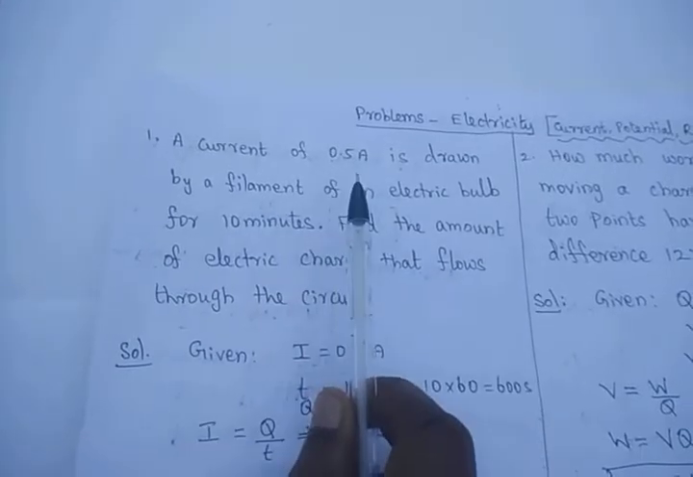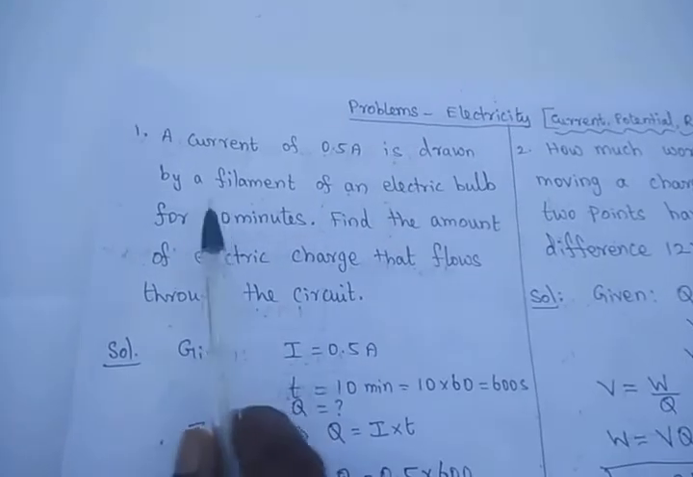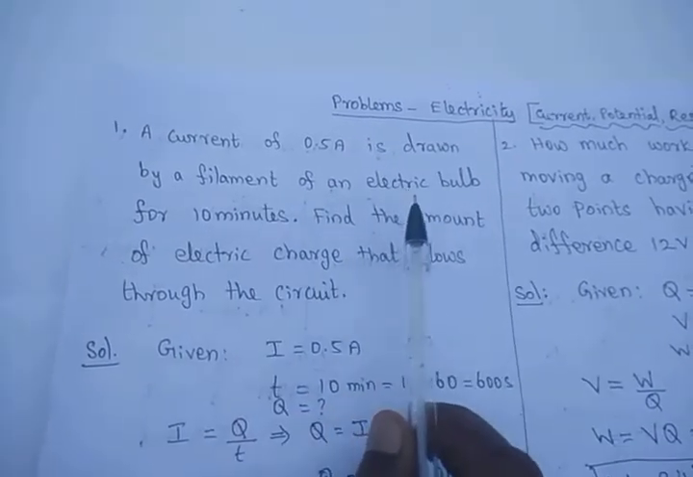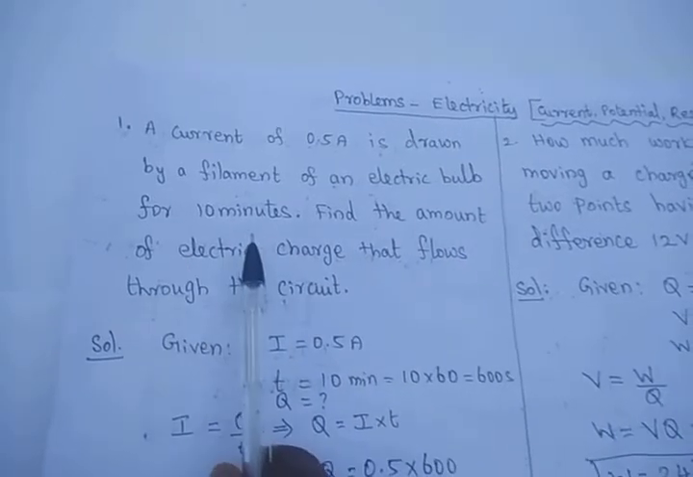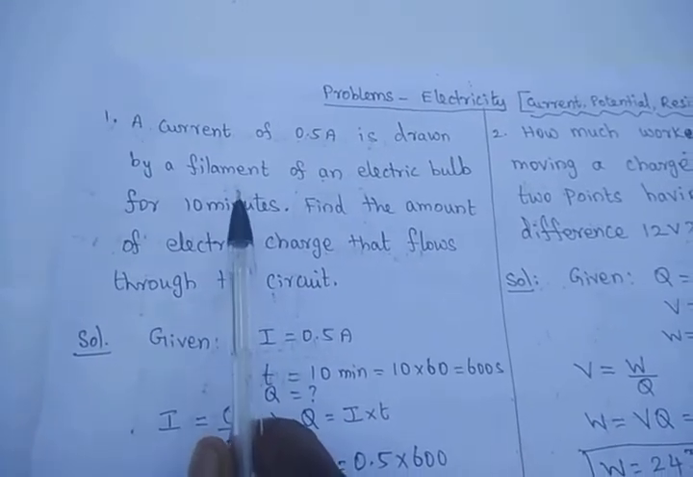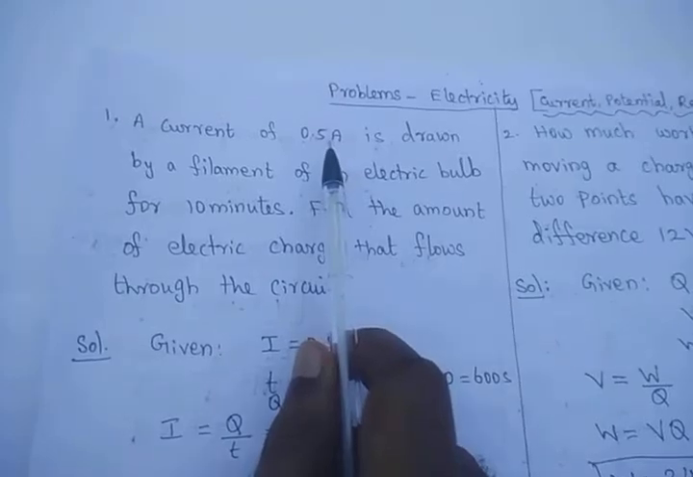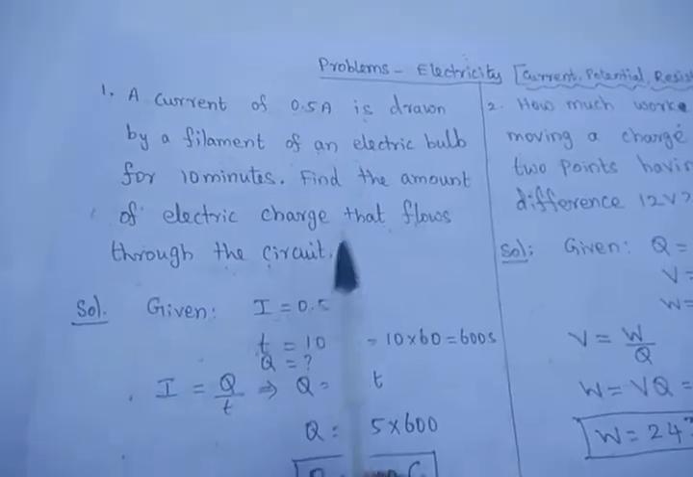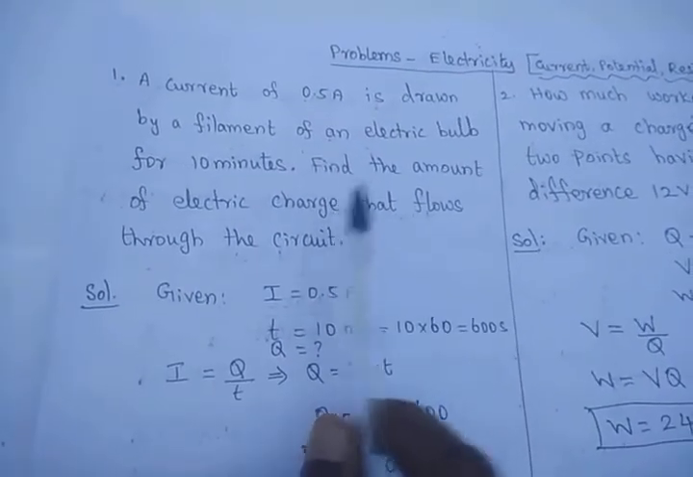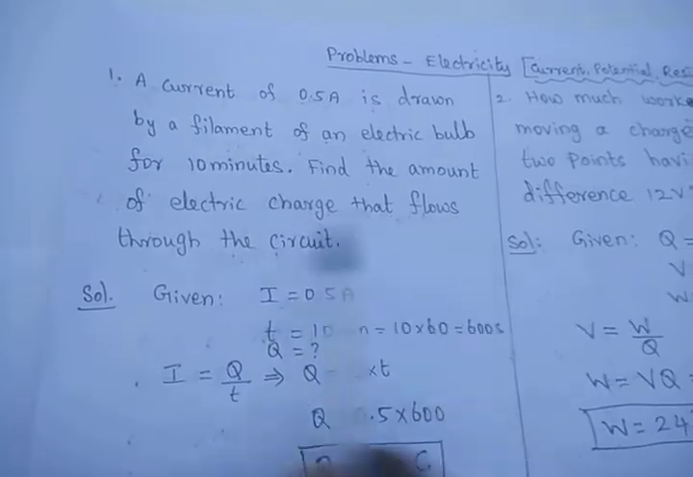A current of 0.5 ampere is drawn from a filament of an electric bulb for 10 minutes. So the bulb is glowing 10 minutes. The current flow in the bulb is 0.5 ampere. Find the amount of electric charge that flows through it. They are asking what is the Q value.